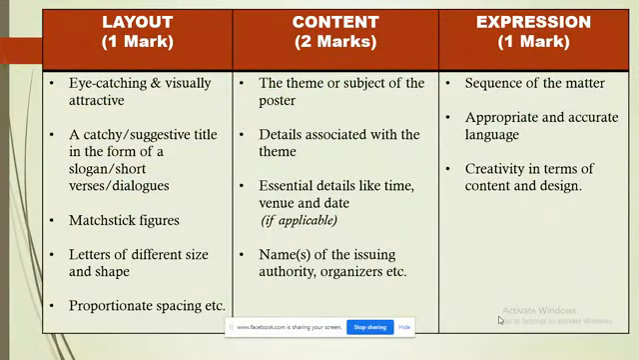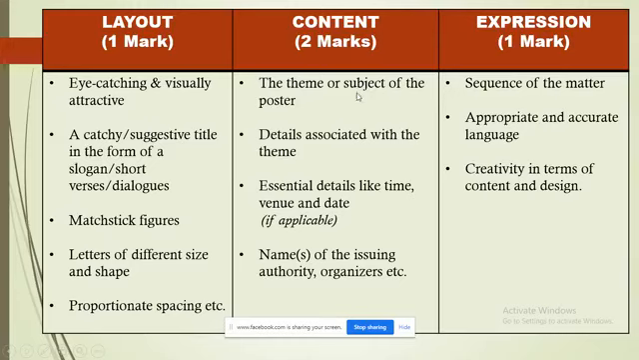Now let us understand it in a better manner. If I say layout is for 1 mark, keep in mind what the layout for a poster is. Dear children, a poster should be eye-catching and visually attractive. A catchy or suggestive title in the form of a slogan, short verses or dialogues must be there. You may use matchstick figures or any other simple sketches, drawings or geometrical symbols, it's not a compulsion. You may use letters of different sizes and shapes, and proportionate spacing is important. You have to be very clear about the spacing. This all comes in your layout.